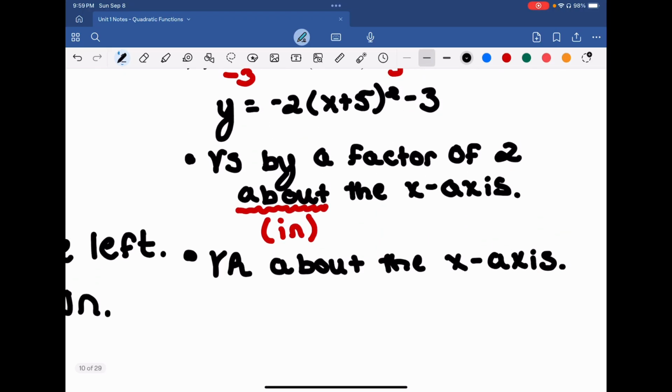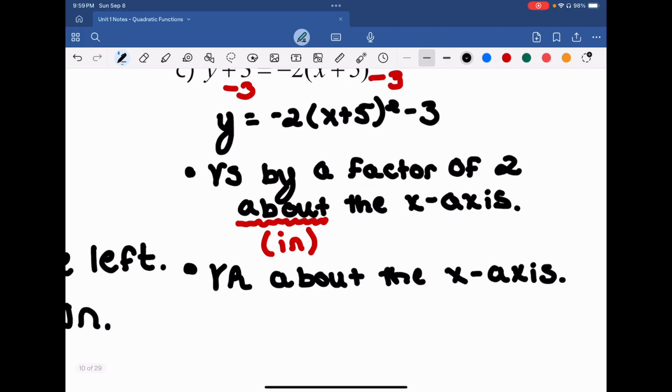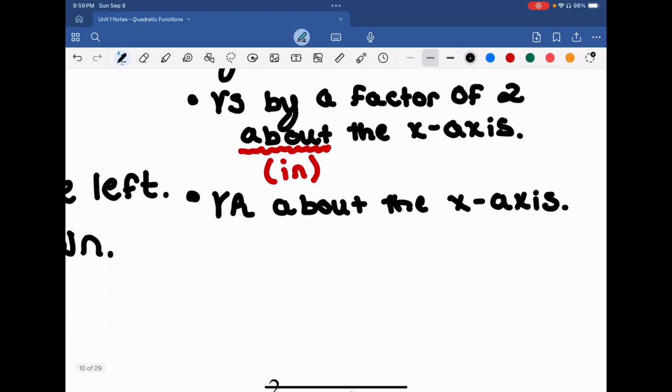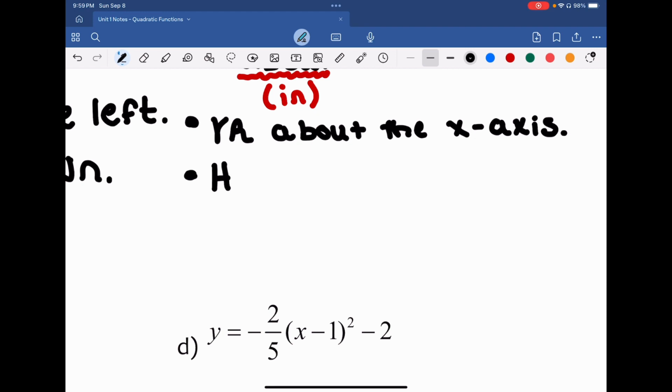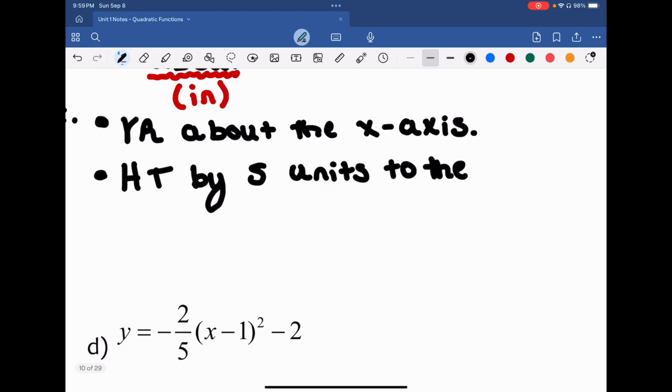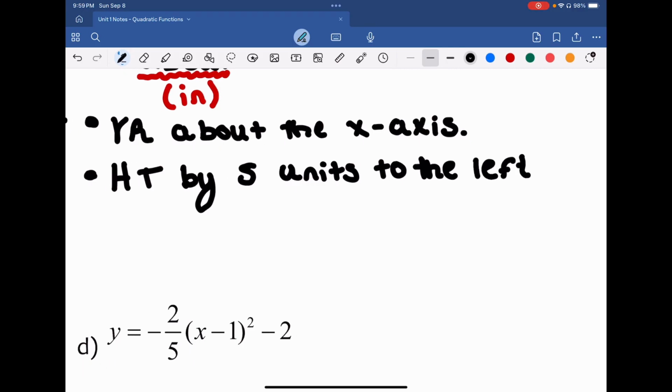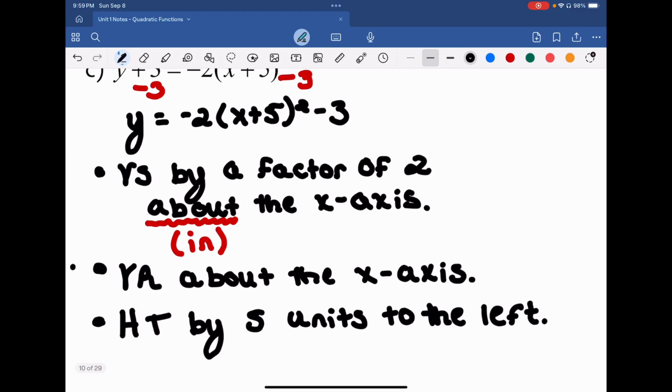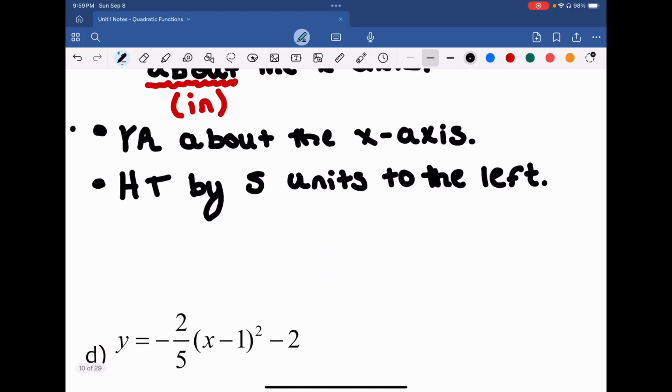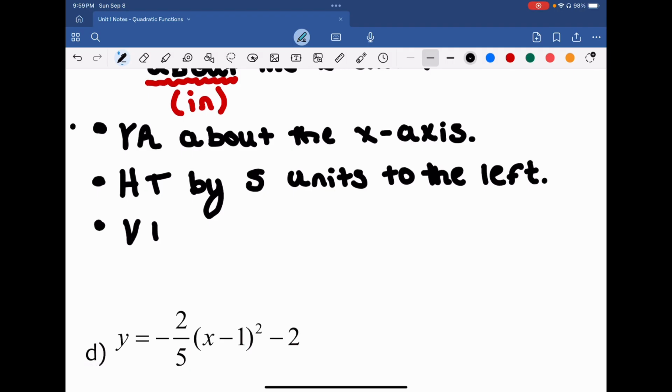Perfect. Now we want to go on to our translations, whether it be horizontal or vertical. Horizontal, we see it's positive 5, so it's actually going to be 5 units to the left. So let's make sure we write that down here. We have a horizontal translation by 5 units to the left. Just to confirm, I want to make sure I got this right. It was positive, yes, so therefore we're going the opposite direction. Lastly, we have a vertical translation of 3 units down, or a VT by 3 units down.